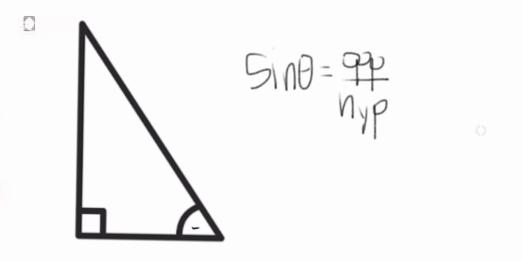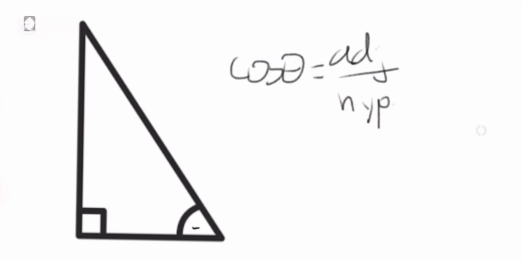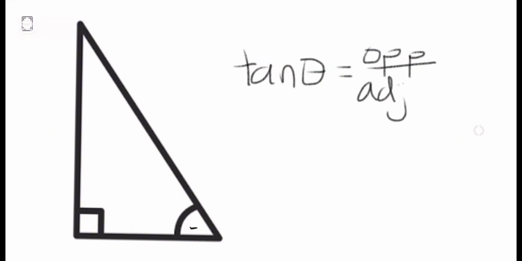The ratio for sine is sine theta equals opposite over hypotenuse. For the ratio of cosine, it's cosine theta equals adjacent over hypotenuse. And lastly, the trig ratio for tangent is tangent theta equals opposite over adjacent.